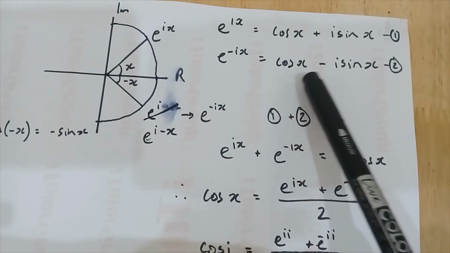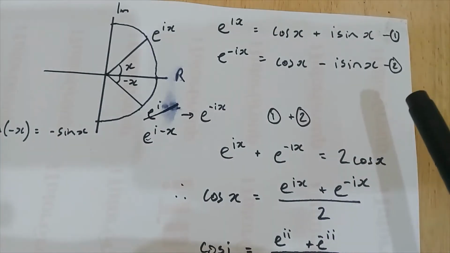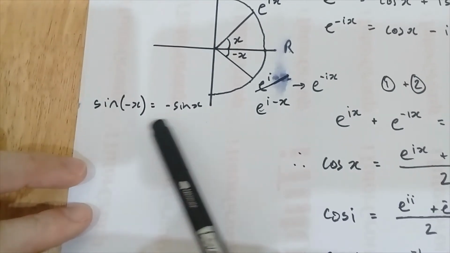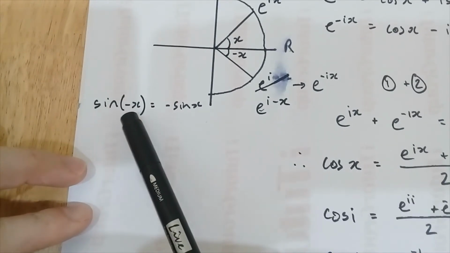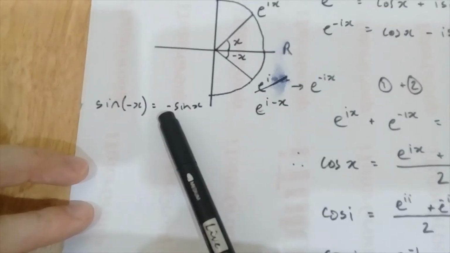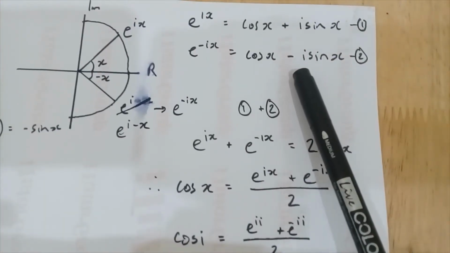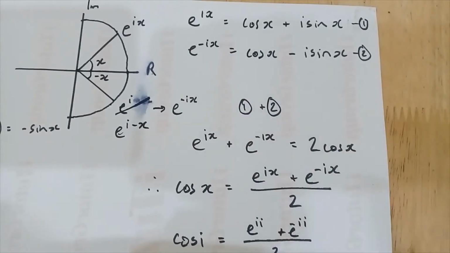And the other one would be cos x plus i sin(-x). But because the sine function is an odd function, I can change the -x to a positive x and put a negative in front of the function. Okay, so we end up with these two equations.